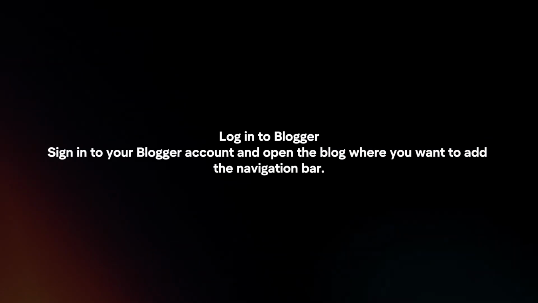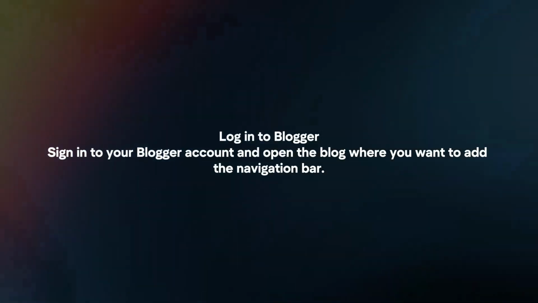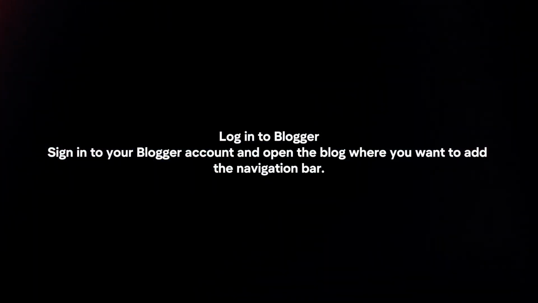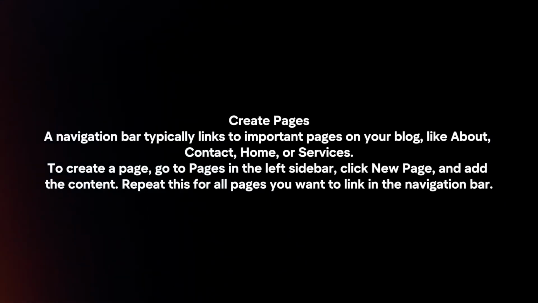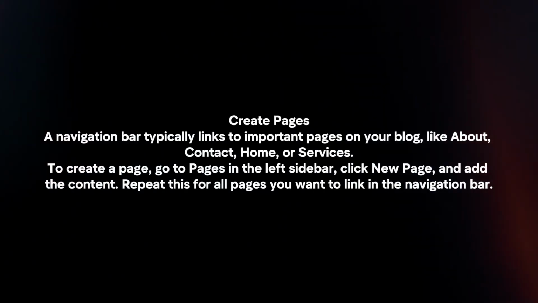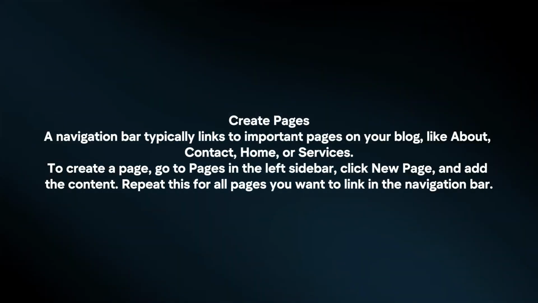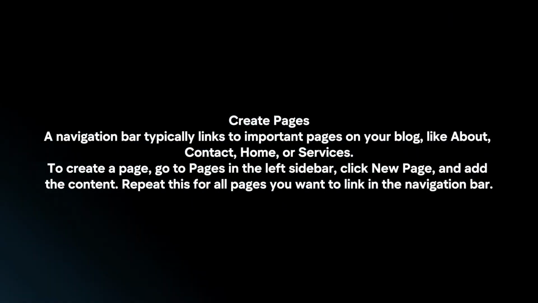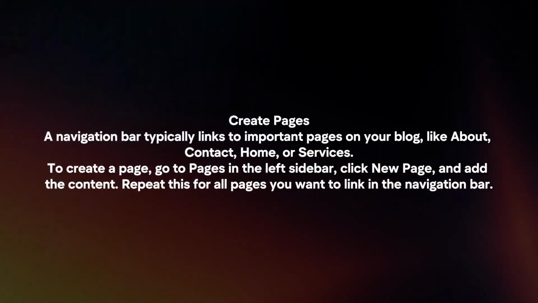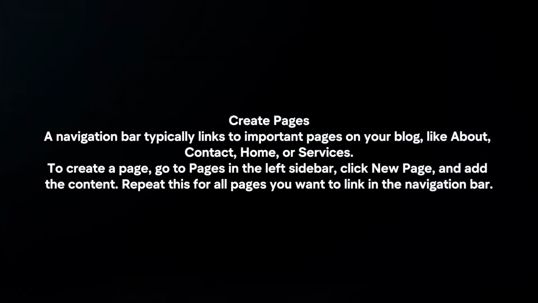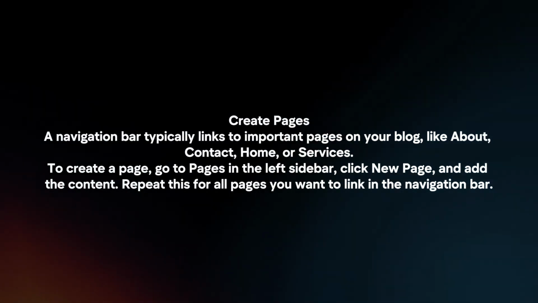Log into Blogger. Sign into your Blogger account and open the blog where you want to add a navigation bar. Create pages. A navigation bar typically links to important pages on your blog, like About, Contact, Home, or Services. To create a page, go to Pages in the left sidebar, click New Page, and add the content. Repeat this for all pages you want to link in the navigation bar.